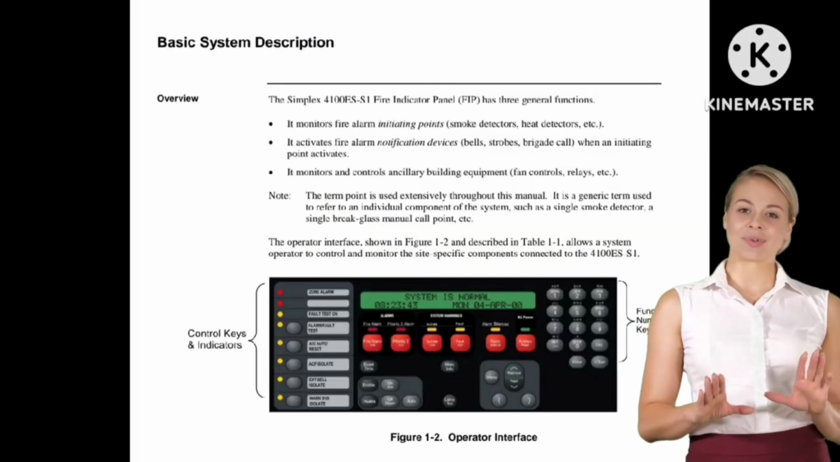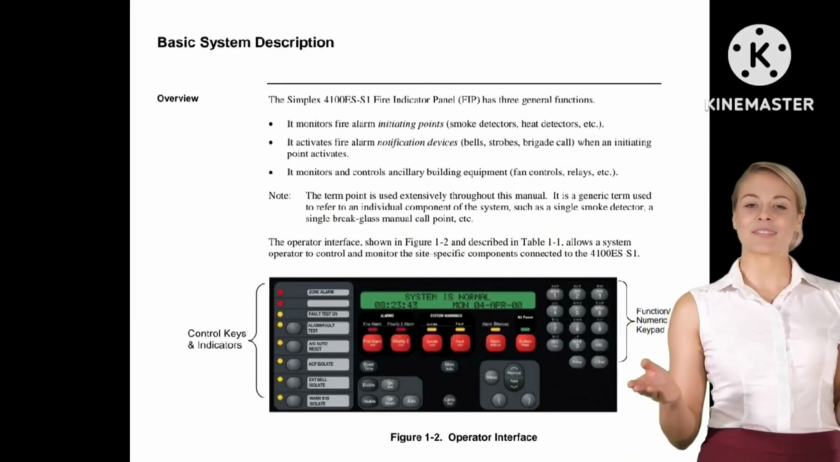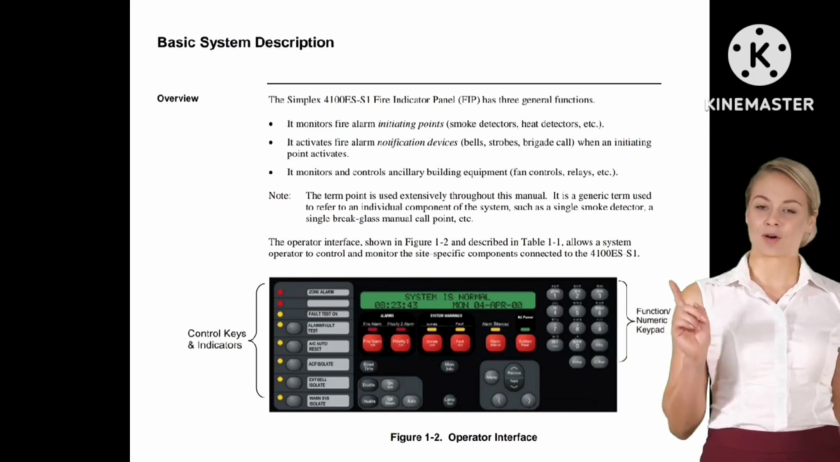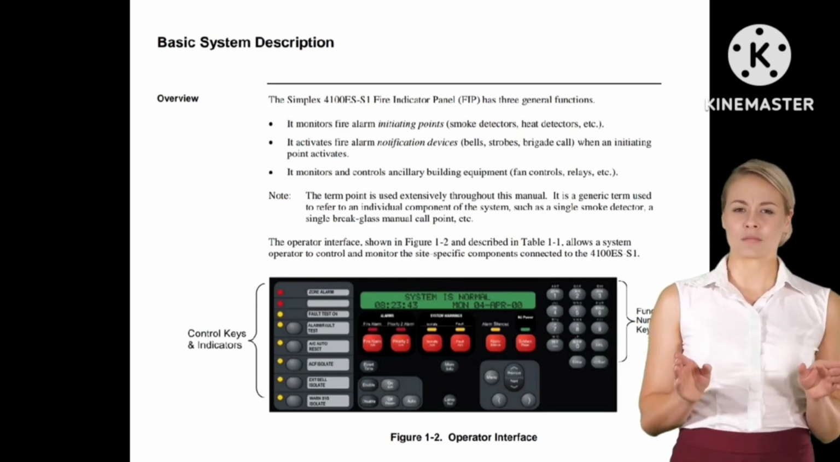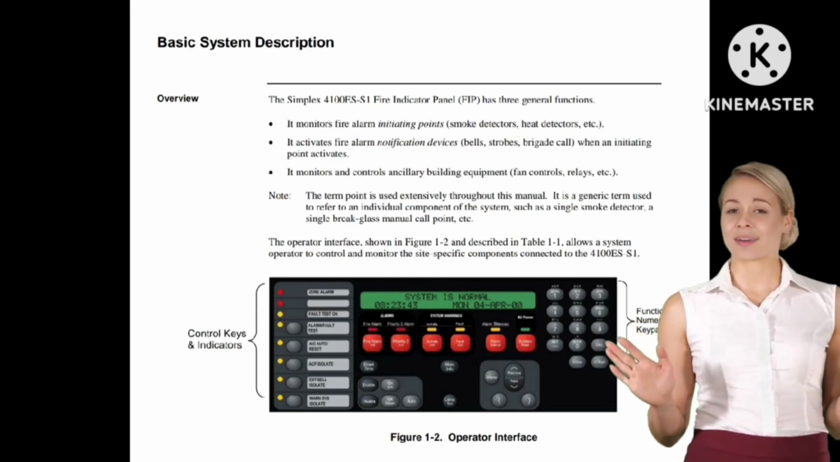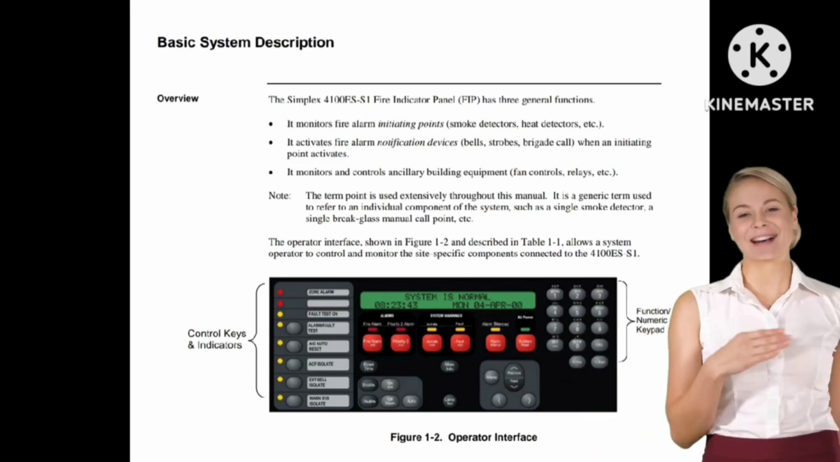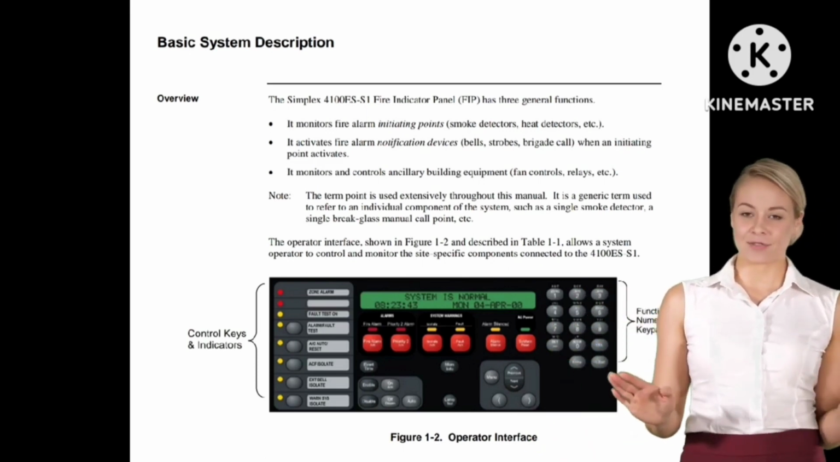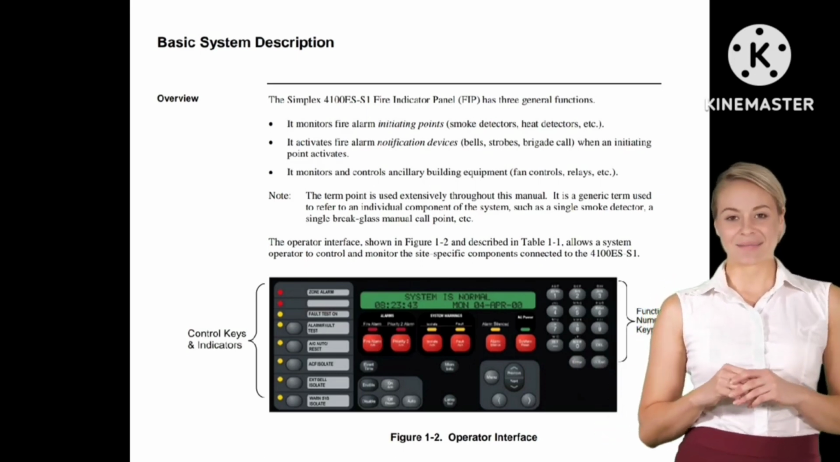The Simplex 100S fire indicator panel, FIP, has three general functions. It monitors fire alarm initiating points: smoke detectors, heat detectors, etc. It activates fire alarm notification devices: bells, strobes, brigade call, when an initiating point activates. It monitors and controls ancillary building equipment: fan controls, relays, etc.